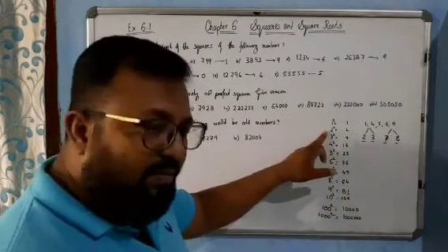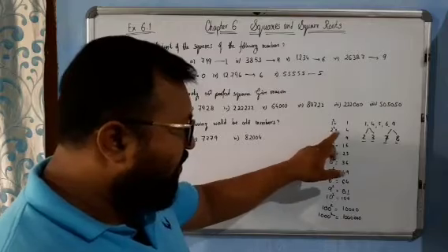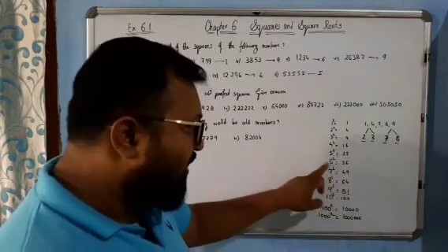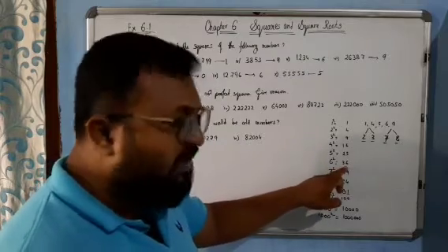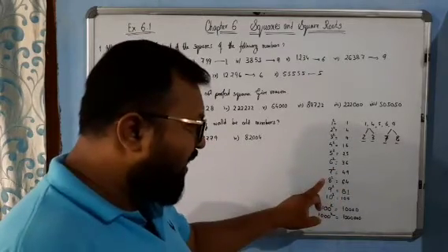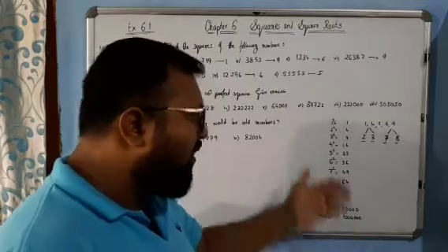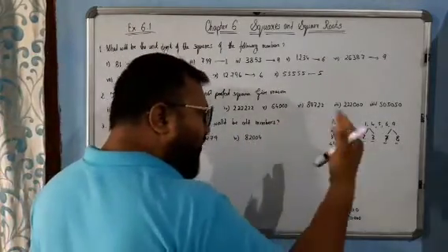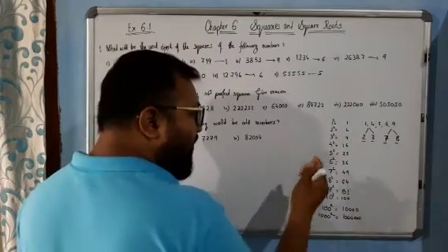If you go to the even numbers, 2, square of 2 is 4, which is an even number. 4 is an even number, its square 16 is an even number. 6 is an even number, its square 36 is even. 8 is an even number, its square 64 is an even number. So you can see that the square of an odd number will always be odd and the square of an even number will always be even.